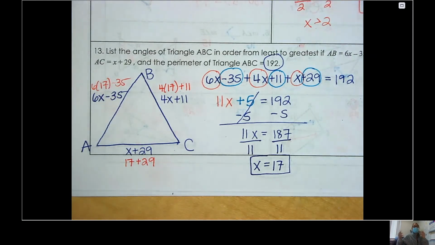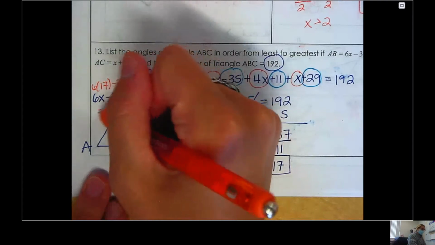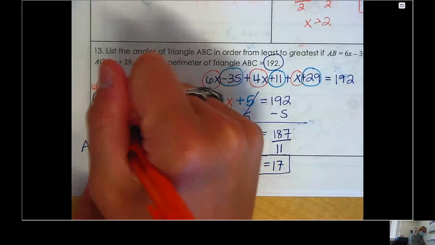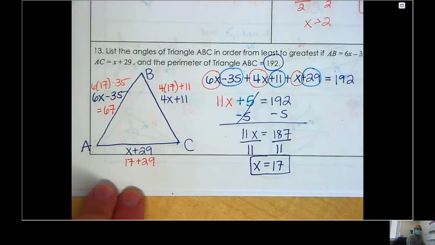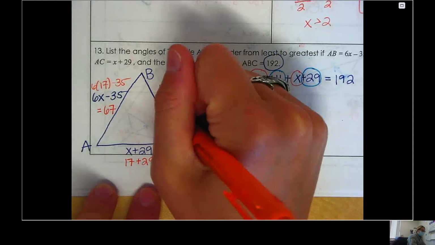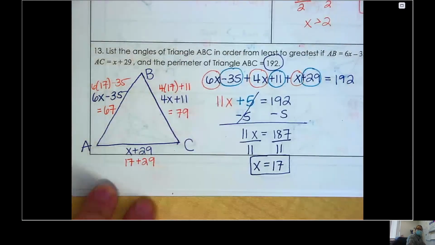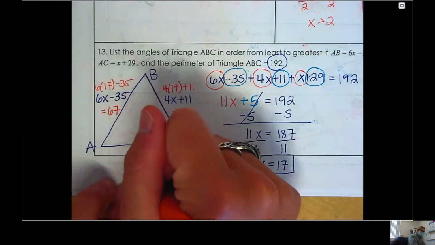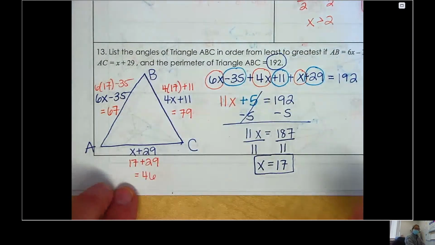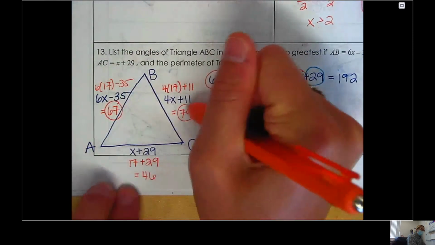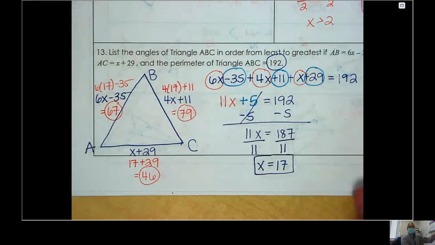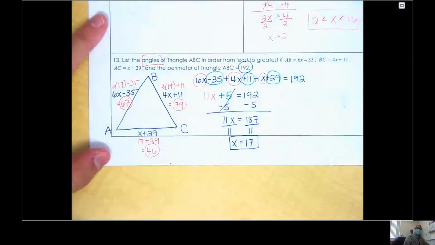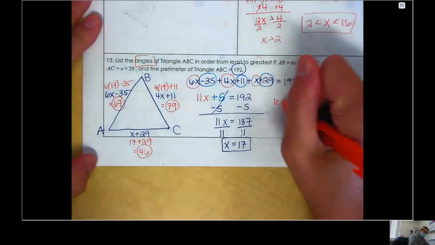Okay, to save us some time, I'm just going to tell you what those numbers are. So the first one, AB, is 67. Side BC, when you plug that in, is 79. And then side AC, when you add 17 and 29, you get 46. So I have the length of all three sides. The last step is it wants me to list the angles in order from least to greatest.